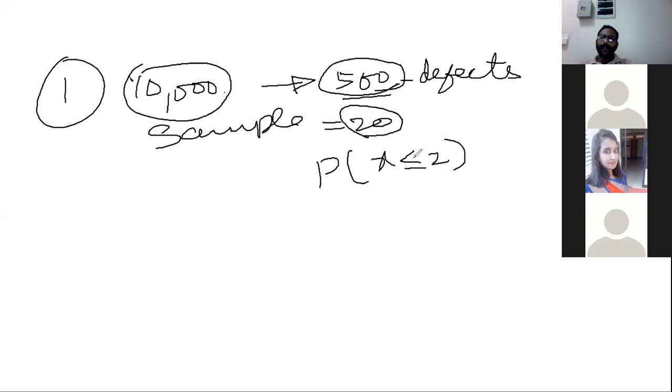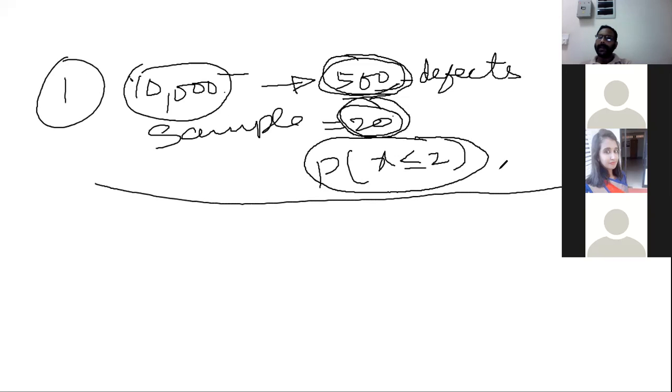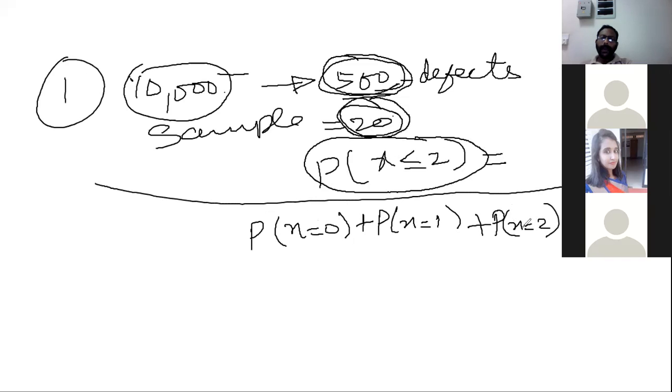How can we find that out? This is a practical question. So this factory is producing 10,000 packets per day. On return as defects, they are getting 500 on that batch. A quality controller takes a sample of 20. What is the chance of getting defective packs less than or equal to 2? These are typical practical questions. So P(X less than or equal to 2) equals P(X=0) plus P(X=1) plus P(X=2). Do you agree with that? So that is what we want to find out.